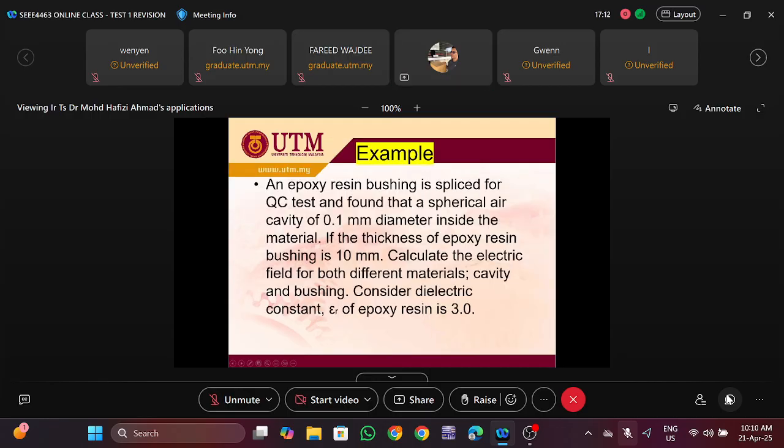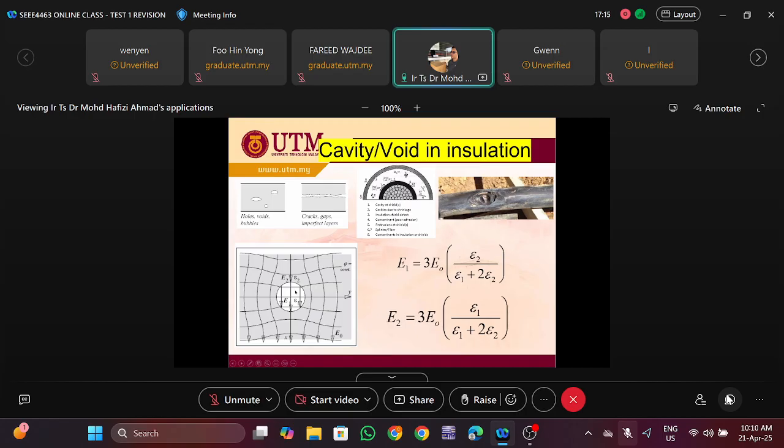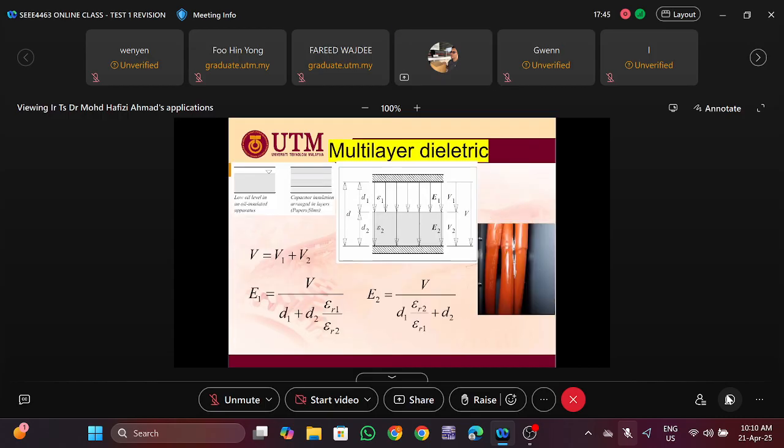For the case of cavities, because the cavity is air, it has lower epsilon. So you might see that the electric field will increase in air compared to the surrounding insulation, where the epsilon R is more than the epsilon R of the air. When epsilon R is decreased, the electric field will increase. So you might need to use this formula to answer the questions.